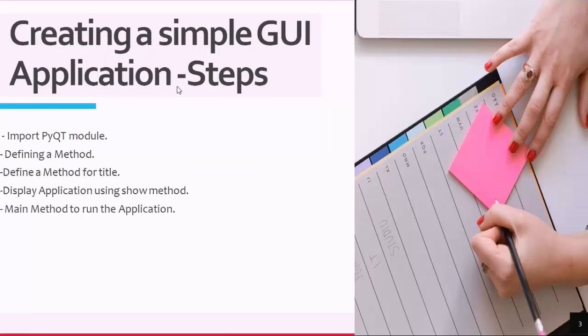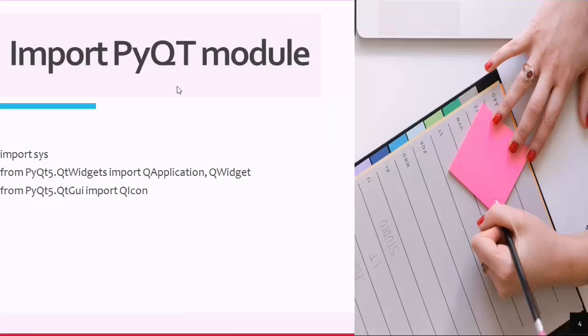Let's go ahead and see what the second step is. The second step, as I have told you earlier, is defining a method.